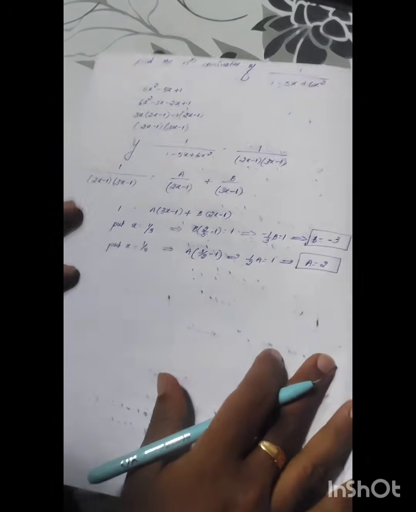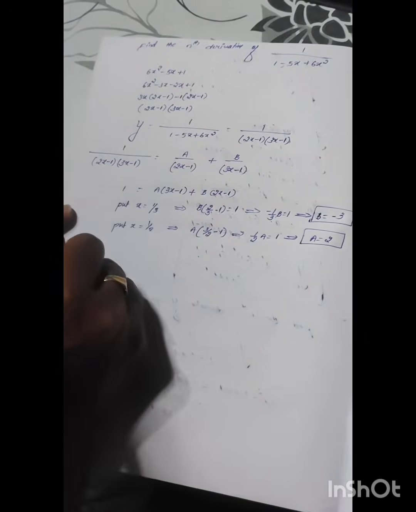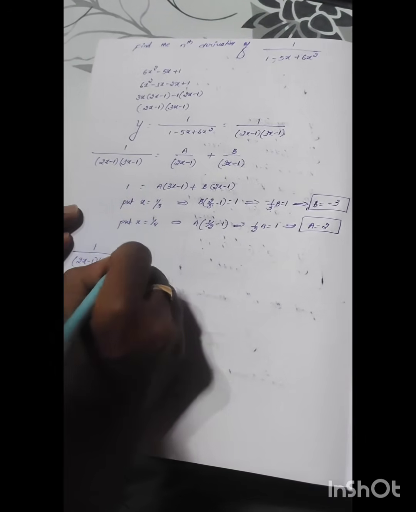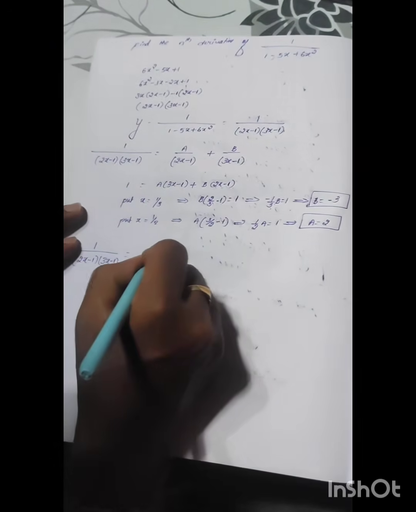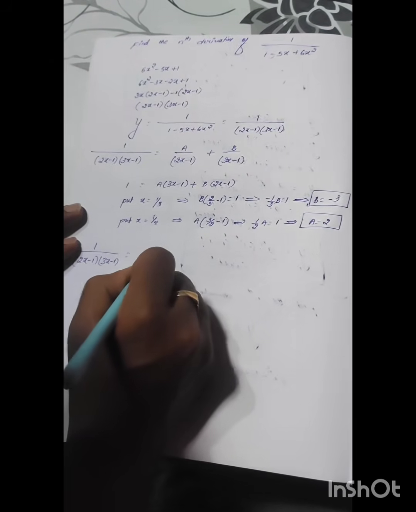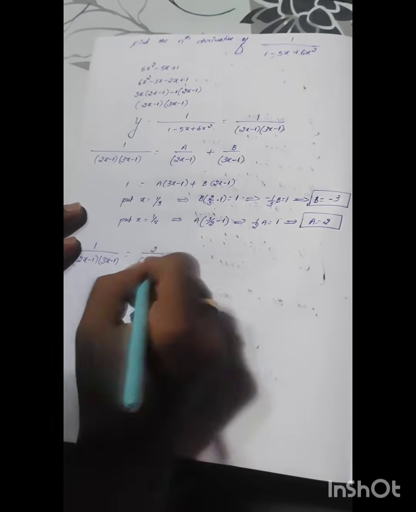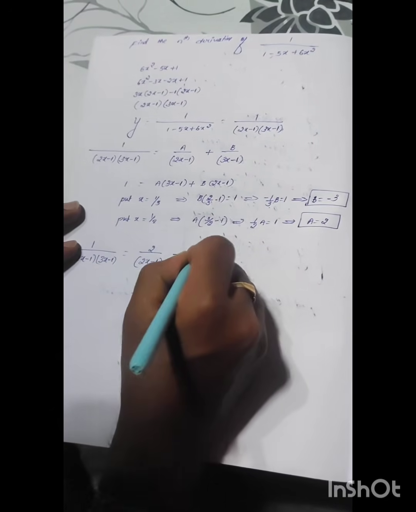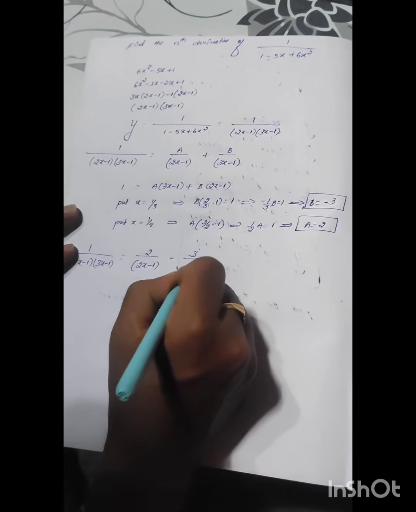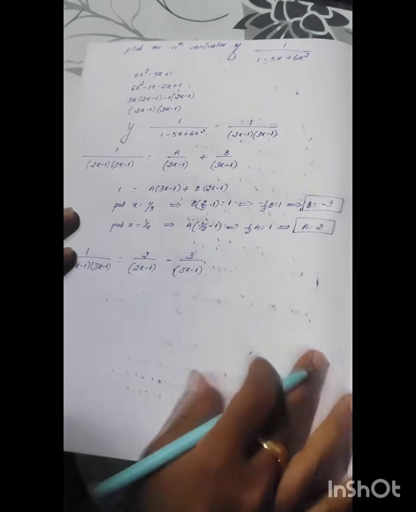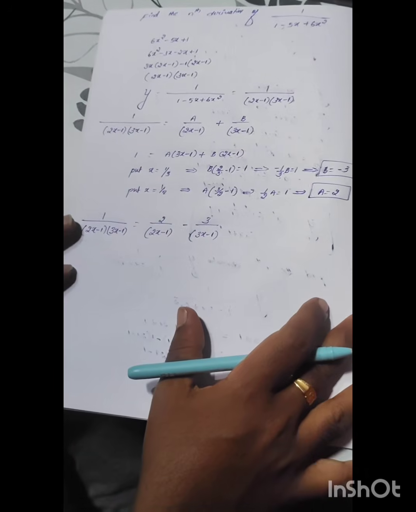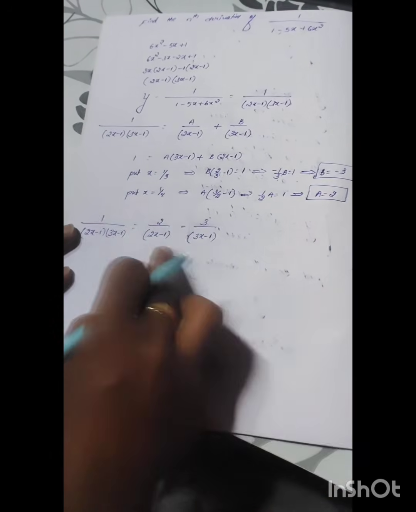So let's put the values here. Now 1 over 2x minus 1 into 3x minus 1 will become a divided by 2x minus 1, that is 2 divided by 2x minus 1, plus b divided by 3x minus 1. b is minus 3, so this will become minus 3 divided by 3x minus 1. Now this is of the form 1 over ax plus b, so we can easily find the nth derivative of this function.